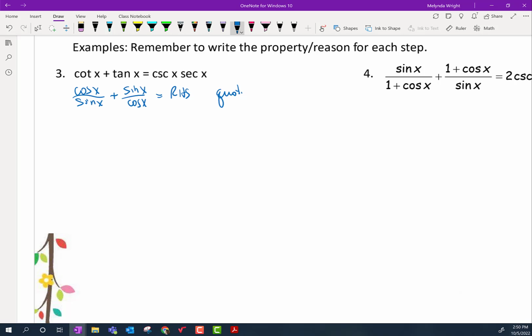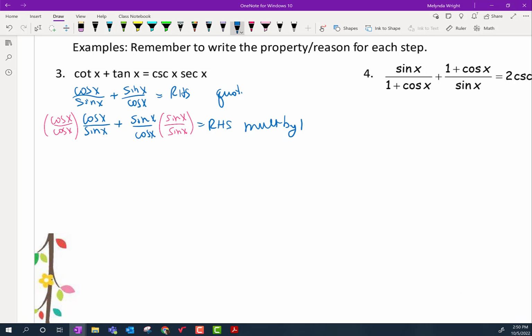So with the fractions, we want to find a common denominator and add them together. That's kind of how we get rid of the plus. So what I'm going to do is multiply this first one by cosine over cosine. And then I'm going to multiply the second one by sine over sine. What I'm doing is I'm finding a common denominator. Okay, and that's the left-hand side. I could say common denominator. I could say multiply by 1. I mean, I've got lots of options. Let's just say multiply by 1. Either one is fine.